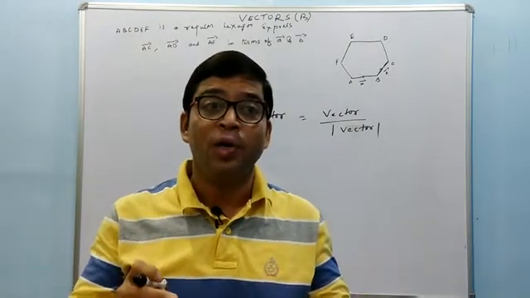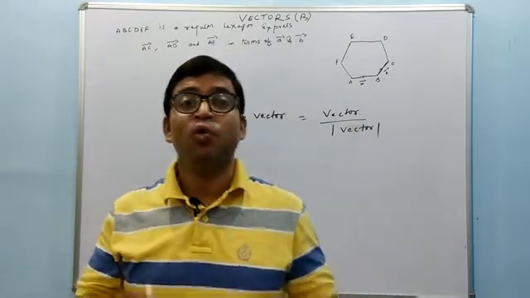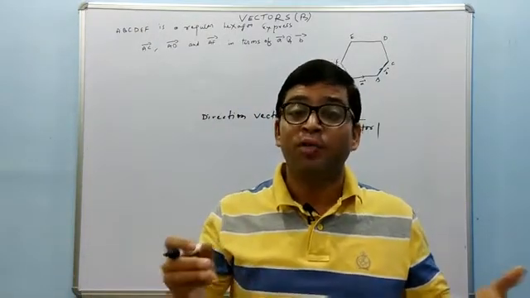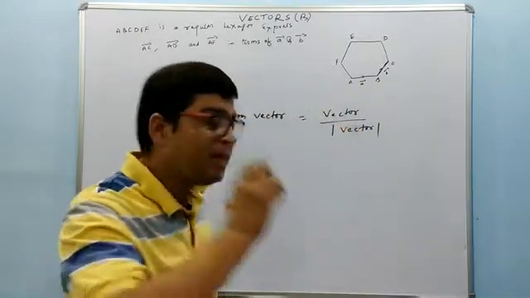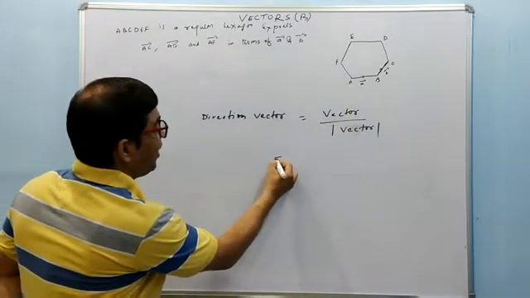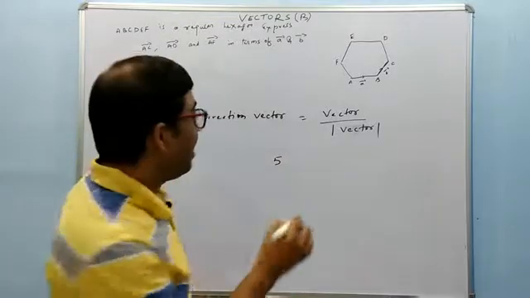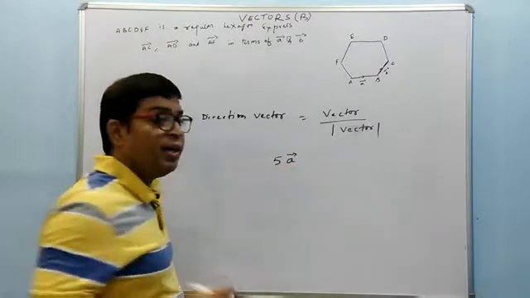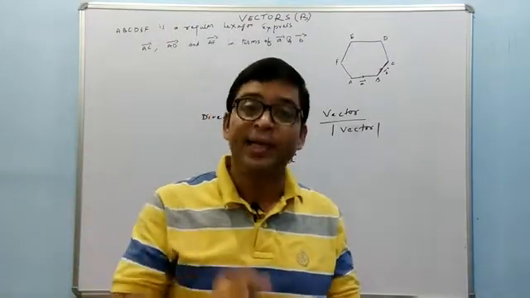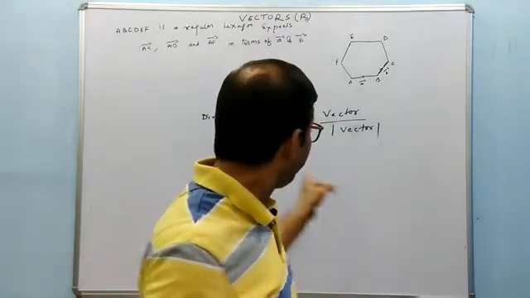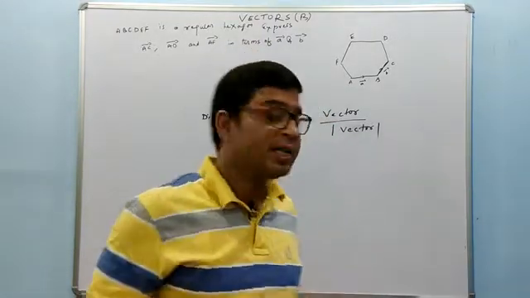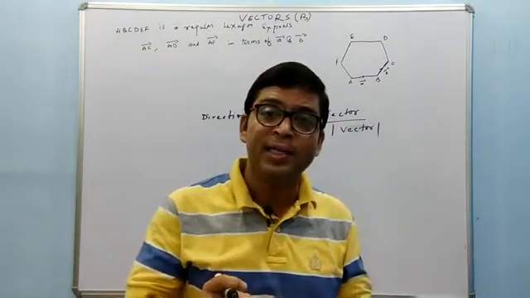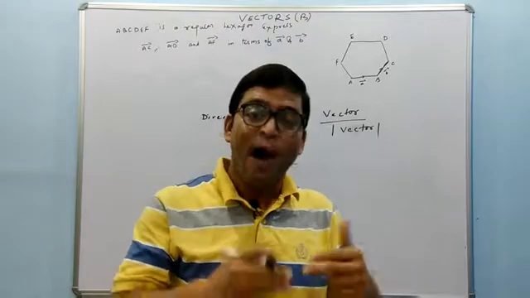Suppose I am telling you I have to find a vector whose magnitude is 5 and whose direction is along some unit vector, vector A. So what will be that vector? If its magnitude is 5, then it is 5, and direction, if I said it is along vector A, and A is a unit vector here, then we can write the vector like this. So firstly, be concerned with how to find the direction vector. Very important: vector divided by its magnitude. Then we will see how to find the magnitude.